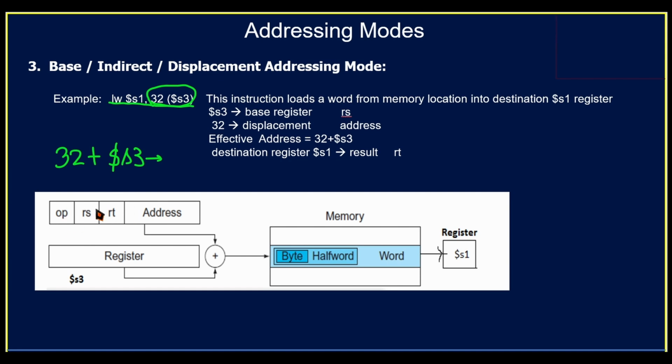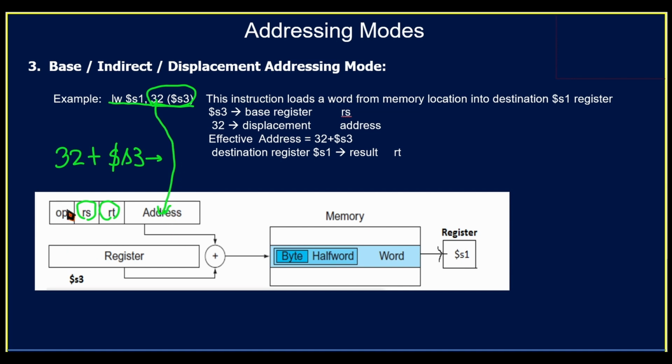So here, the format will be slightly different. You see, there is no field for the third register. We have only two registers and one address field. In the previous case, it was different. This is the address, that is, the value given directly in the instruction. When you give the value directly in the instruction, it may be an address or it may be data. If you are using immediate addressing mode, then it will be data. If you are using base addressing mode, then it will be giving the address. So this 32 will be stored in this field.